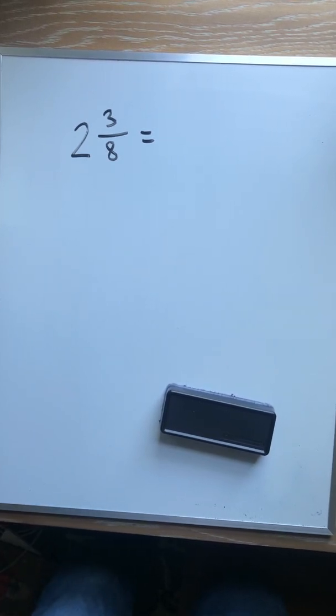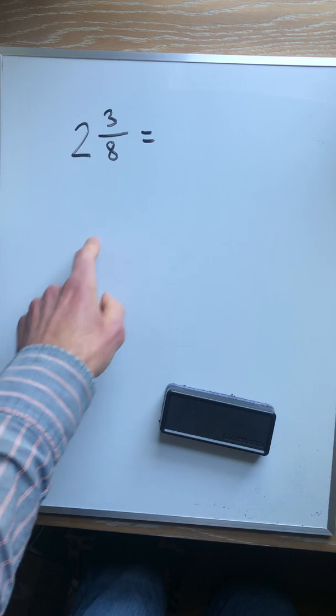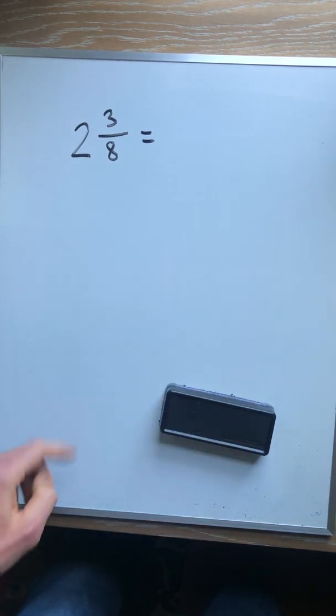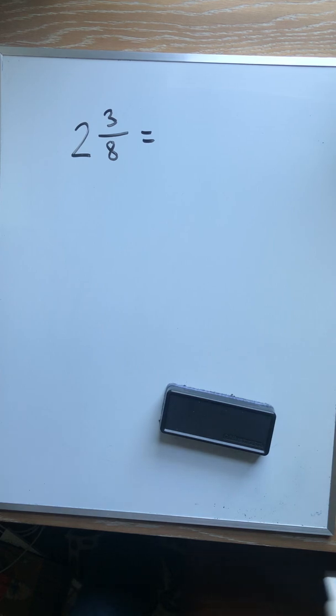Hey mathematicians, welcome. Today we are still working on turning a mixed number into an improper fraction. So if you have 2 and 3/8, what is that as an improper fraction? You can think of it like this.